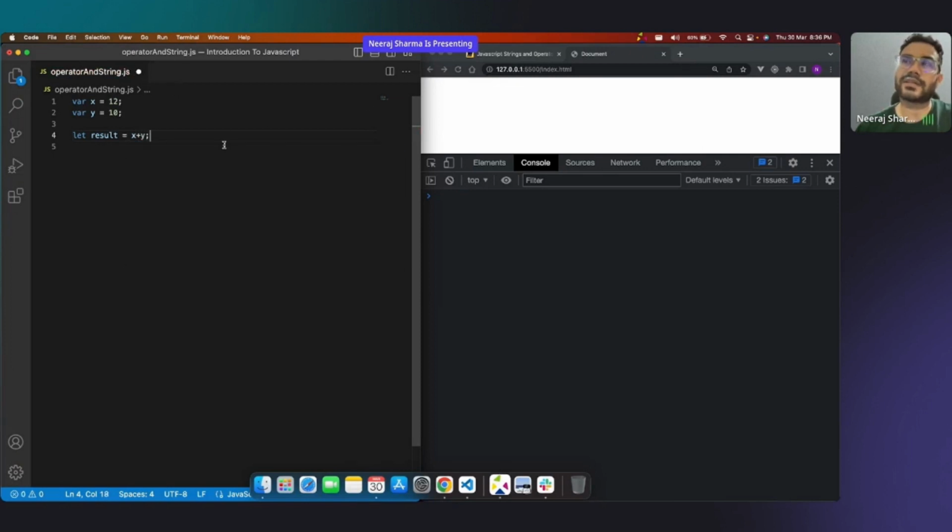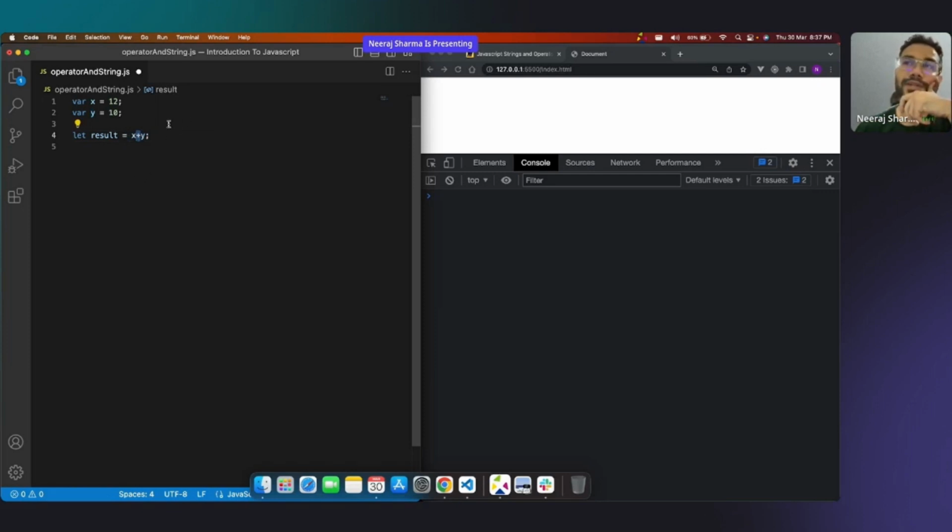So essentially, can you guys tell me how many operators do I have here? How many operators do I have here? Two operators: the assignment operator and this plus operator. Two operators are there, right?